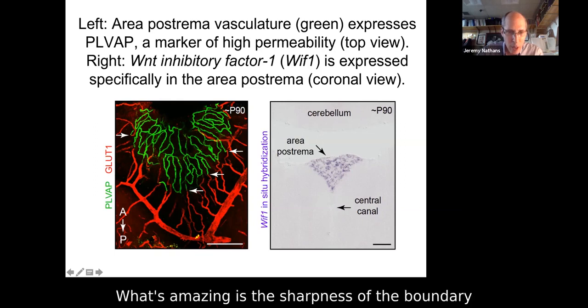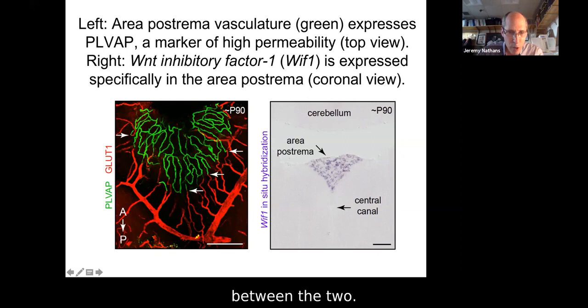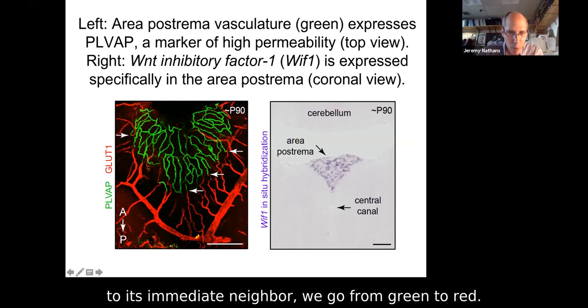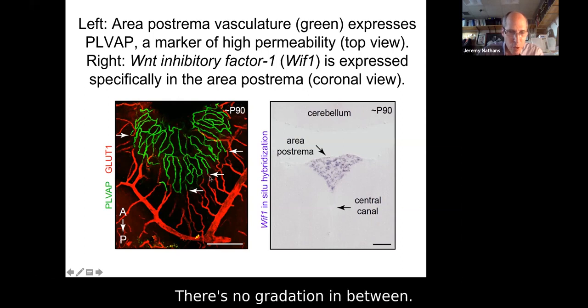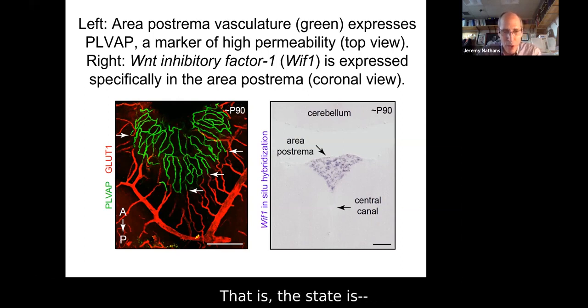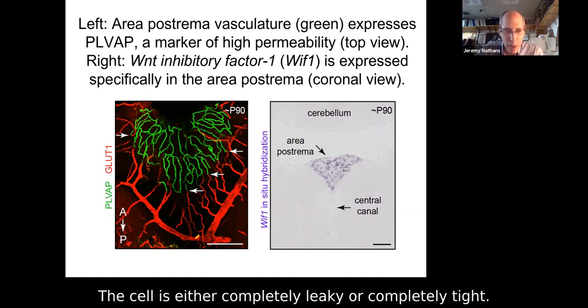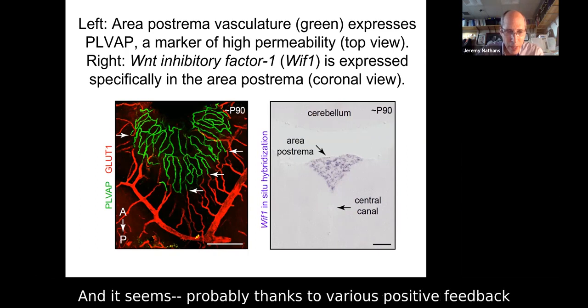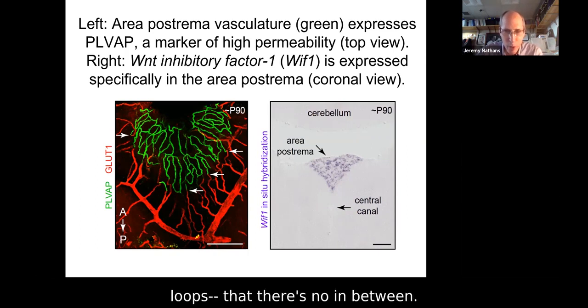What's amazing is the sharpness of the boundary between the two. Going from one vascular endothelial cell to its immediate neighbor, we go from green to red. There's no gradation in between. That is, the states are quantized. The cell is either completely leaky or completely tight. And it seems, probably thanks to various positive feedback loops, that there's no in between.